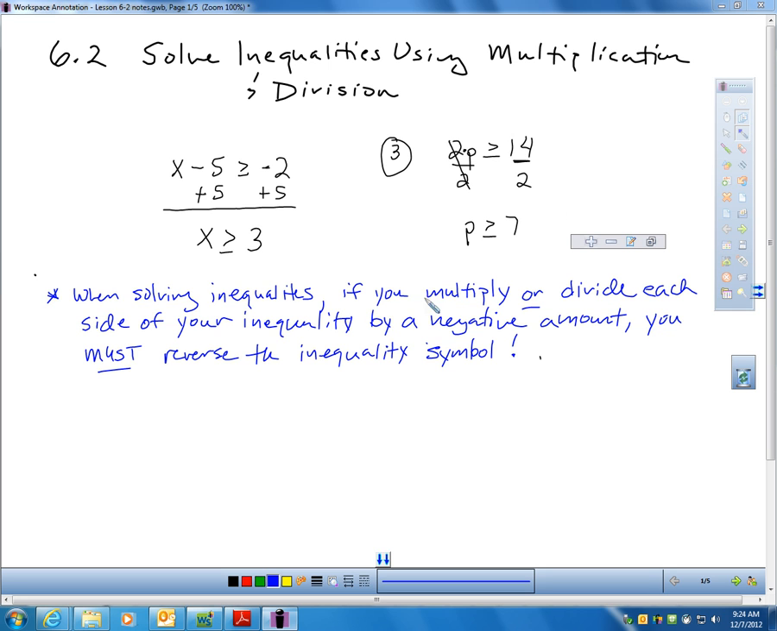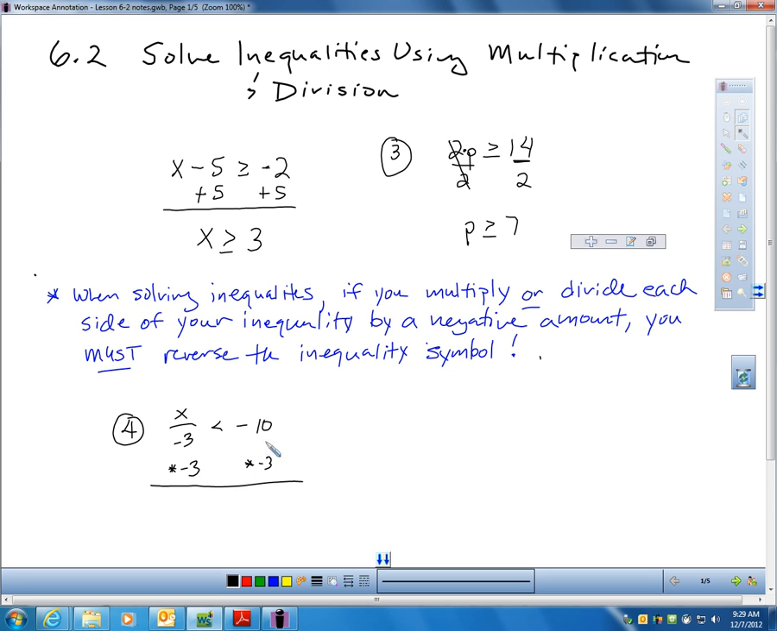An example of what I'm talking about here could be, well, look at number 4. Number 4 is x divided by negative 3 is less than negative 10. So I want to solve for x. I have to get rid of negative 3. The way to get rid of negative 3 is to multiply each side by negative 3.